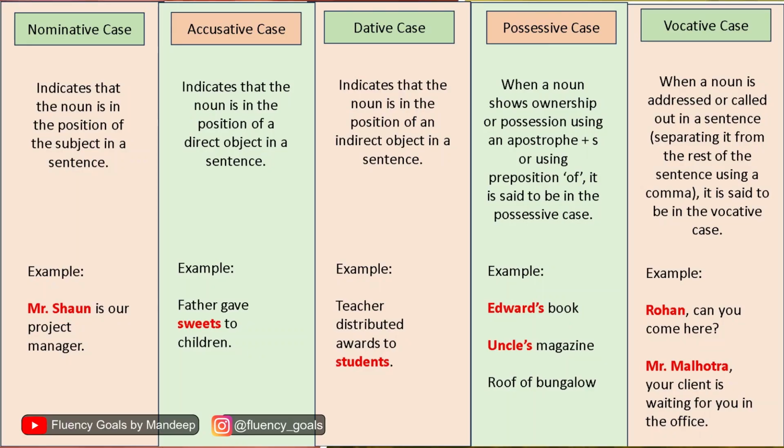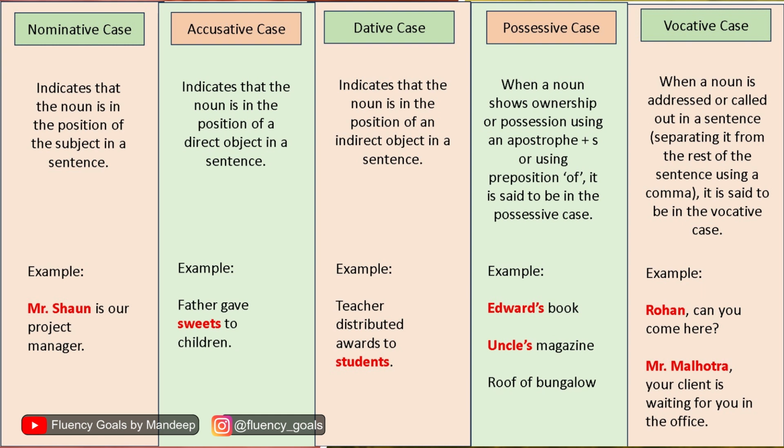To summarize the lesson, nominative case indicates that the noun is in the position of a subject in a sentence and it is the doer of the action. Example, Mr. Sean is our project manager. Mr. Sean is a noun and it is in the nominative case. Whenever the noun is in the position of a direct object or the object of a preposition in a sentence, we can say that it is in the accusative or objective case. Example, father gave sweets to children. Sweets here is the direct object and this noun is in the accusative case.